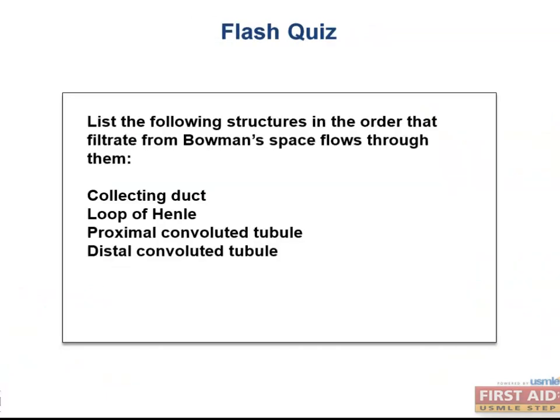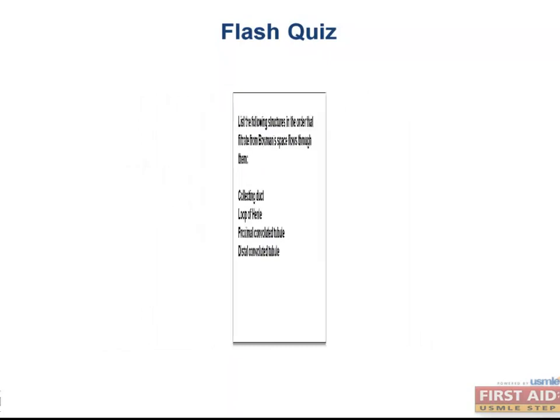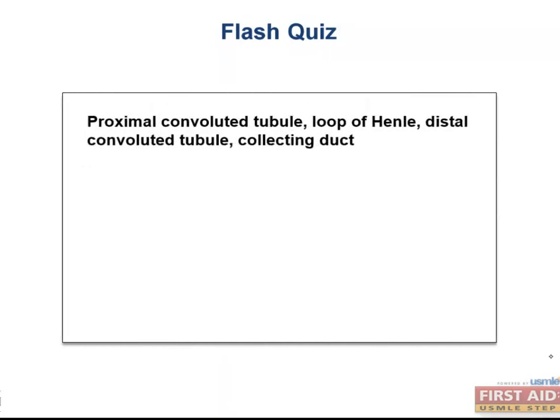List the following structures in the order that filtrate from Bowman space flows through them. The answer is first the proximal convoluted tubule, then the loop of Henle, then the distal convoluted tubule, and finally the collecting duct. Remember that proximal means near and distal means far, and that all nephrons ultimately drain into collecting ducts. And the loop of Henle is the loop between the two convoluted tubules, so this should help keep everything straight.